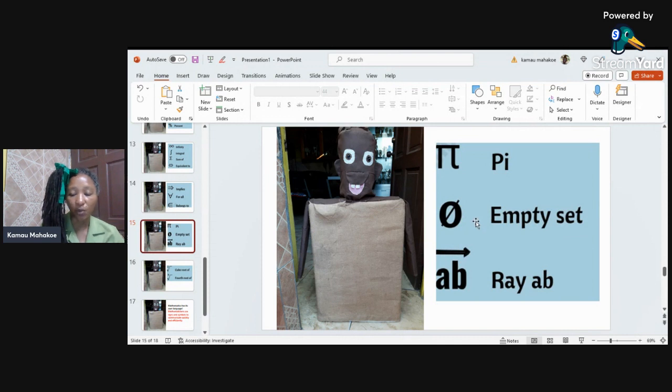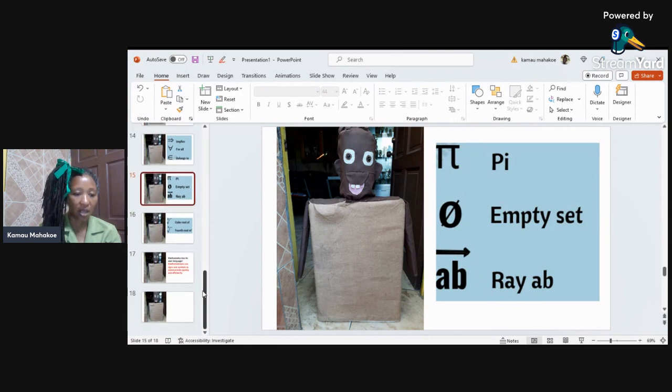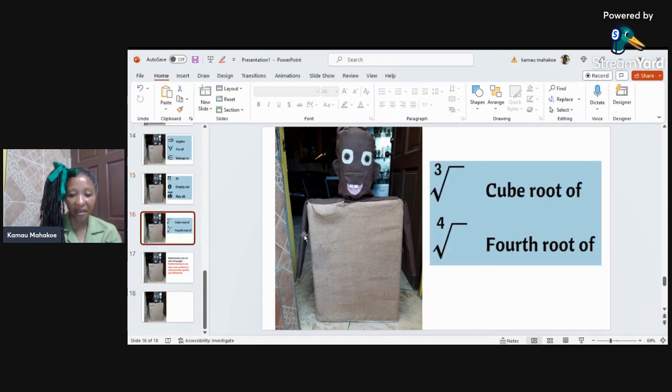The other symbol would be two curly brackets with nothing in between them. Here we have a ray. So a ray has one endpoint and the other point goes to infinity. Actually, you can't see the endpoints, but that's what it is. All right, we're almost there.